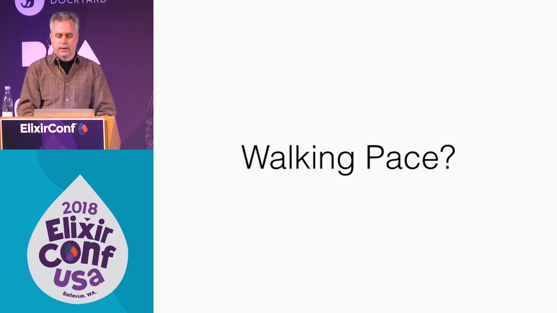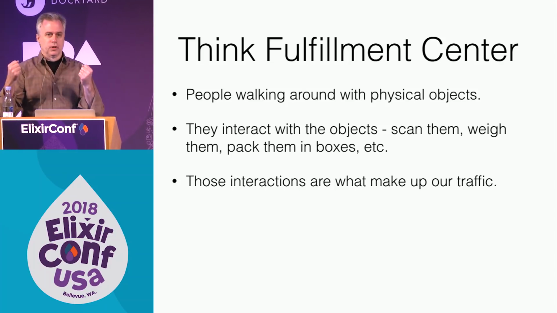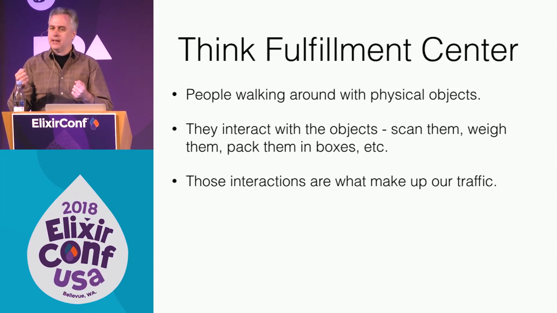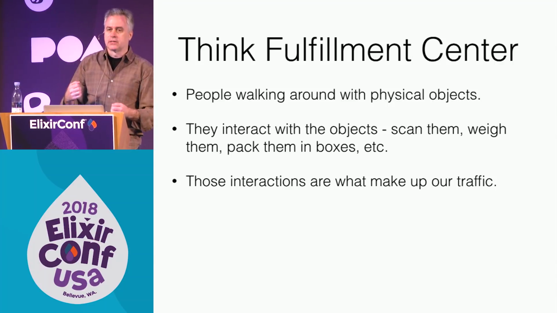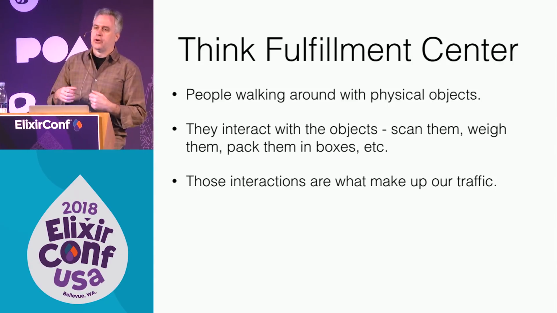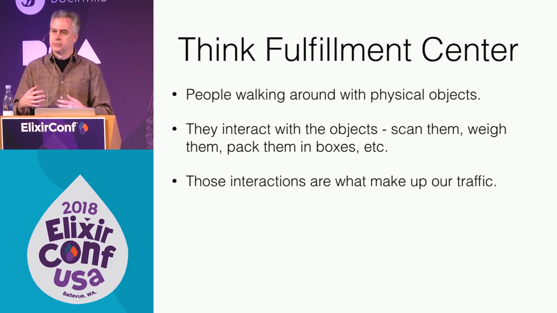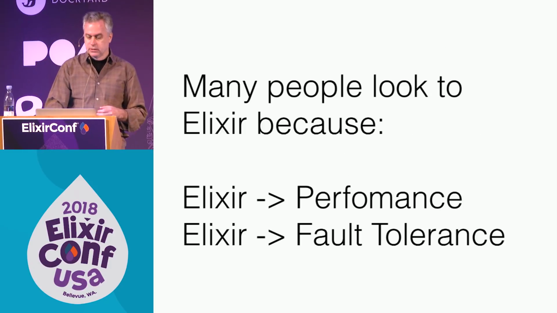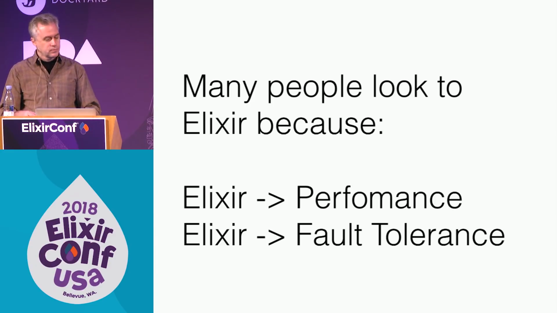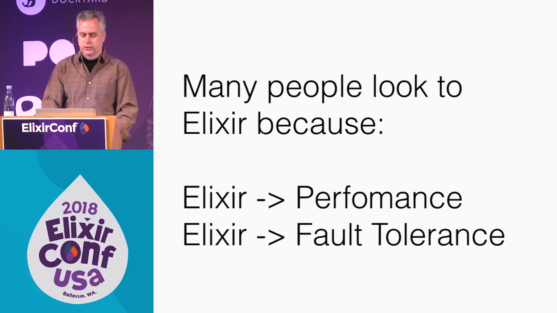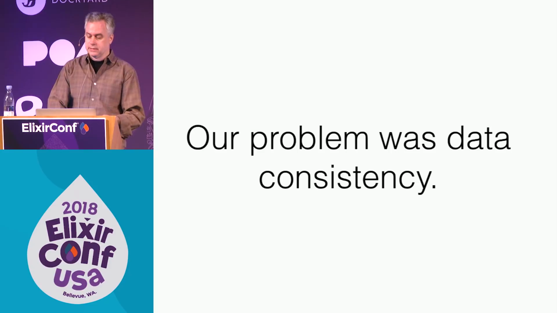So why walking pace? Well, think about a fulfillment center. There are people walking around with actual objects. And as they interact with those objects, they scan them, they weigh them, they pack them, they pull them off the racks. Those actions are our traffic. Right? So we do not have a huge amount of load on our systems. Performance is not the biggest deal for us. Many people do come to Elixir for the performance and the fault tolerance. Those are stellar, no question about that, but performance was not our issue. Our issue was data consistency.